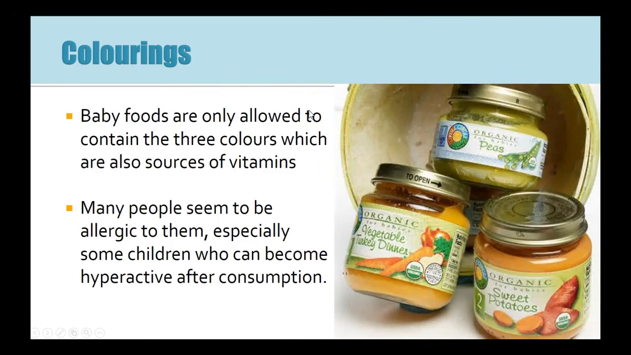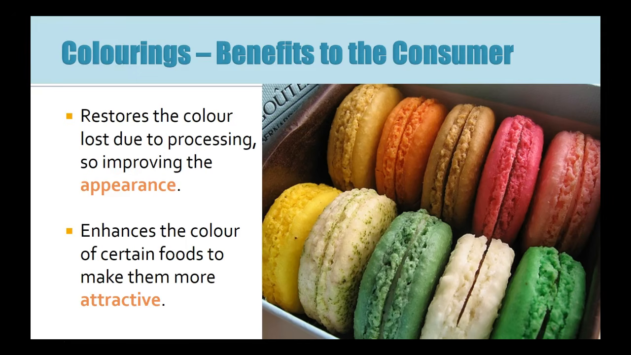So baby foods are only allowed to have colors that are sources of vitamins and therefore are natural, but there is still a bit of controversy around adding additives to baby food. So quite a few people will now actually make their own baby food so they know what's going into it. So some of the benefits of colouring include restoring the colour lost due to processing, and they'll also make the food appear more attractive as well.